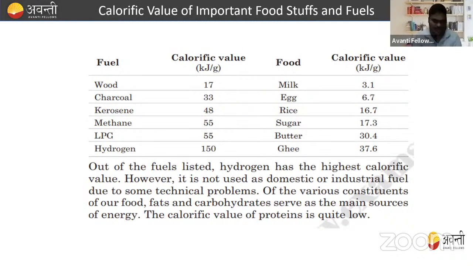Here in this table, I am collecting some different calorific values for different items, right? For example, wood has a calorific value of 17 per kilogram of the fuel. Charcoal has 33, kerosene has 48, methane also has 55, LPG 55, and hydrogen has 150. So hydrogen has a very good calorific value. Milk 3.1, egg 6.7, and rice 16.7.